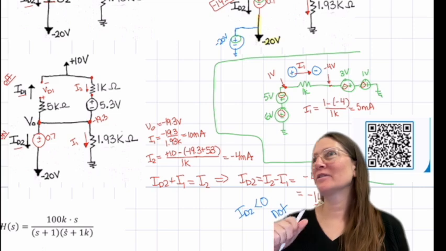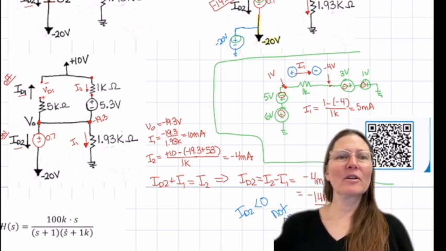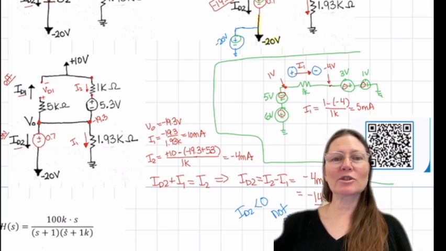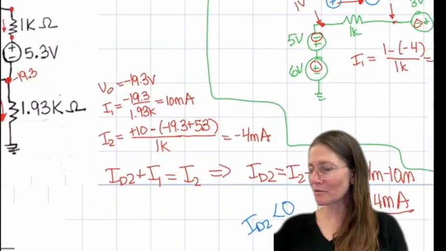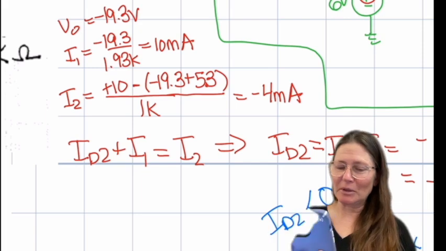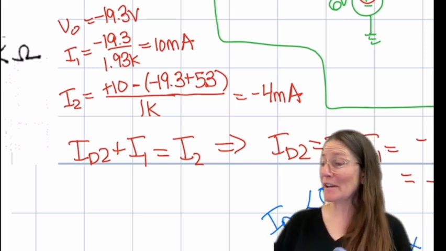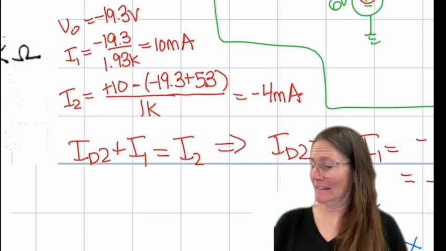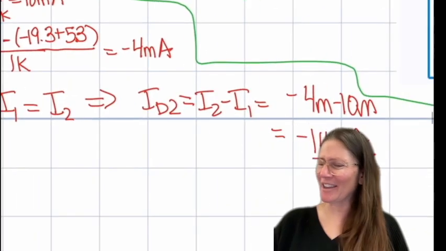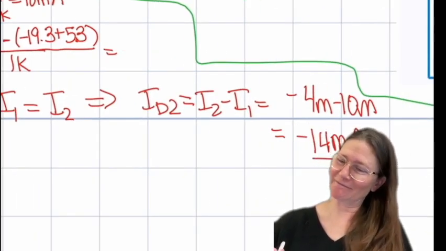Yes? How is I2 not 24 milliamps? I2? Yeah, you have it as -4. I believe that. Oh, I think you're right, actually. It would be a minus 19.3. That would be plus. Yeah. 24, thank you. Yes, my math error. Okay.